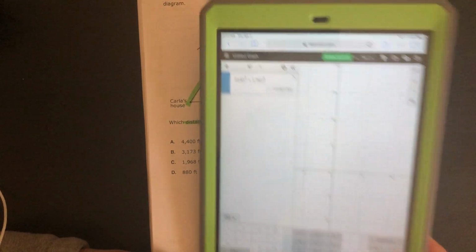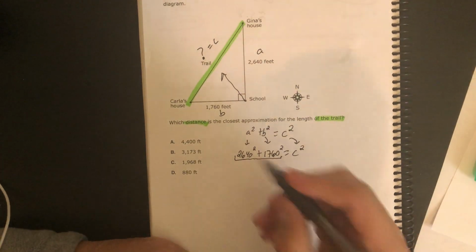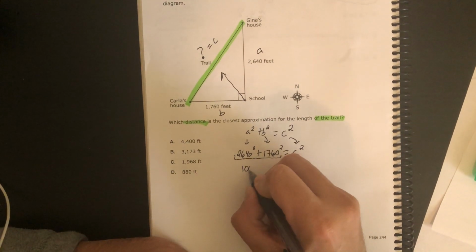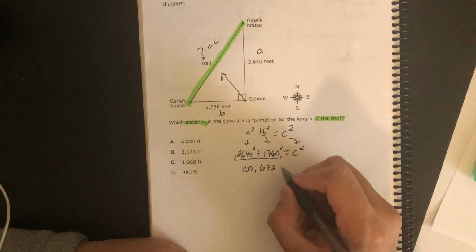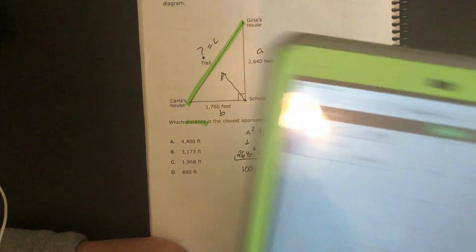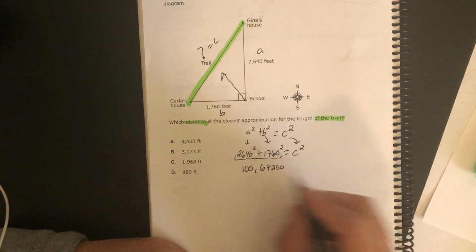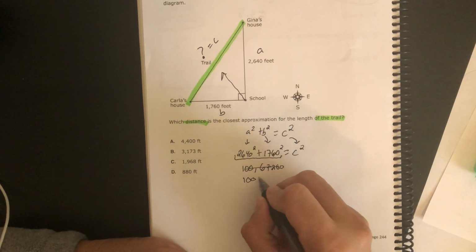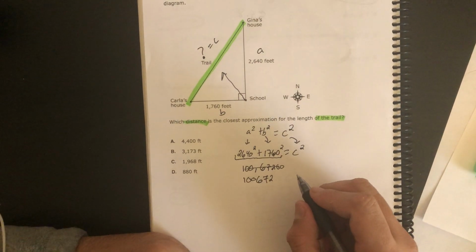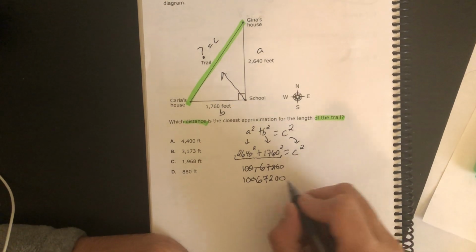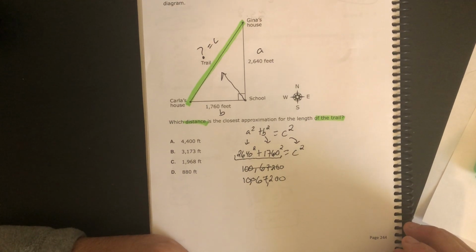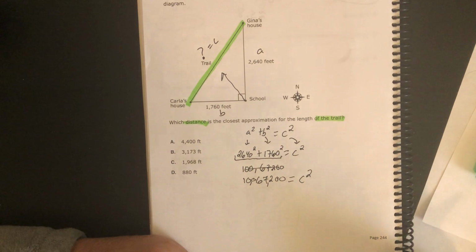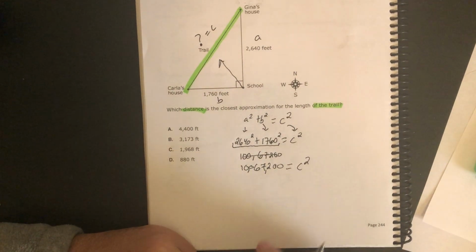Yep. So we get this really big number, okay, which is, let me double check. Okay, so I messed that up. So 10,067,200. Okay, equals C squared. So make sure you copy that number down correctly, and don't forget a 0.